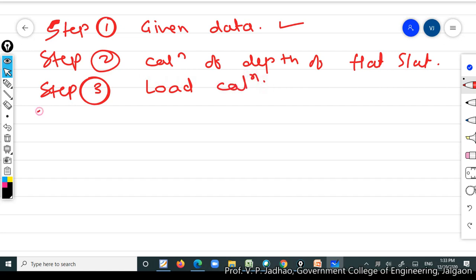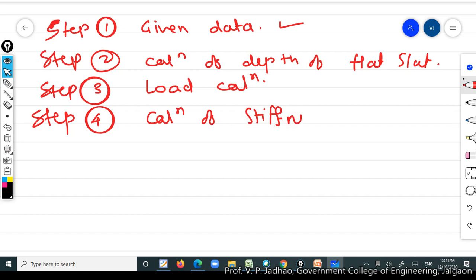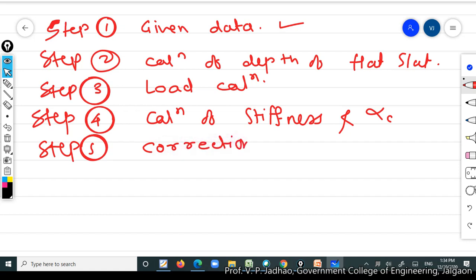Now step number 4 is the calculation of stiffness and alpha C. What are the stiffness and alpha C? I'll explain when we go for the problem itself. Step number 5: we will apply correction due to pattern loading.